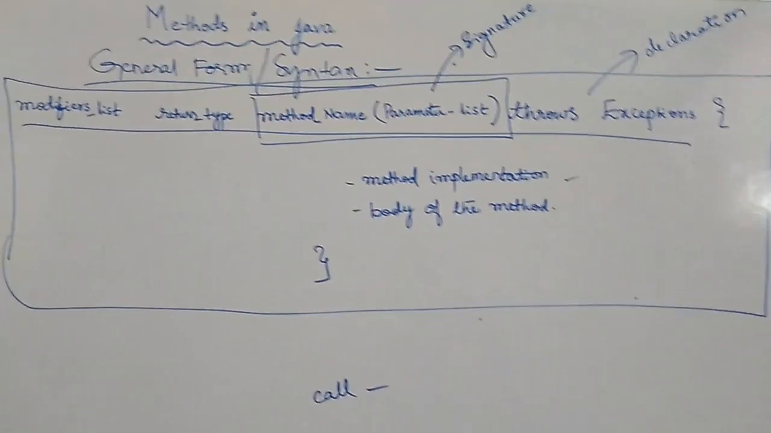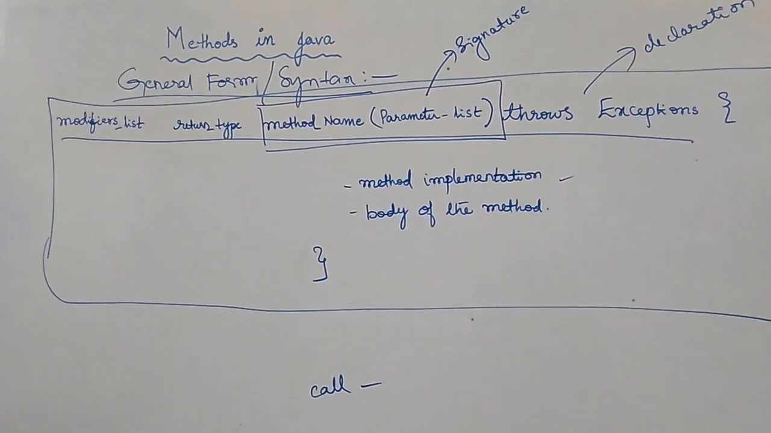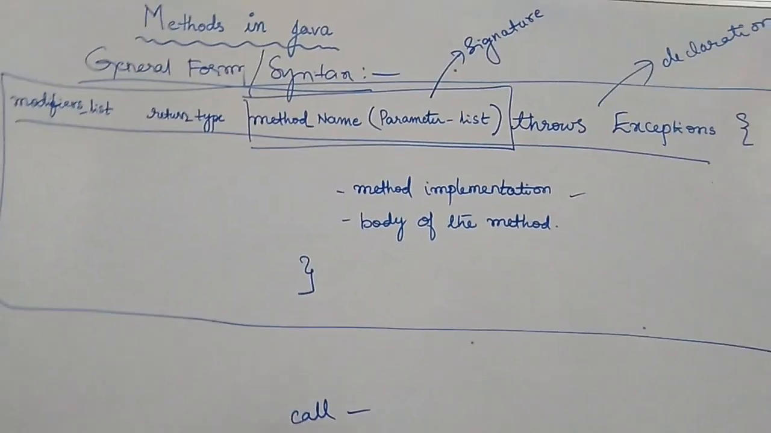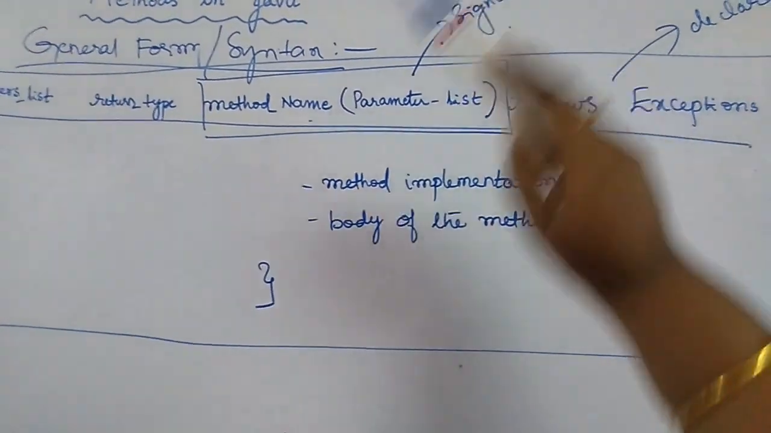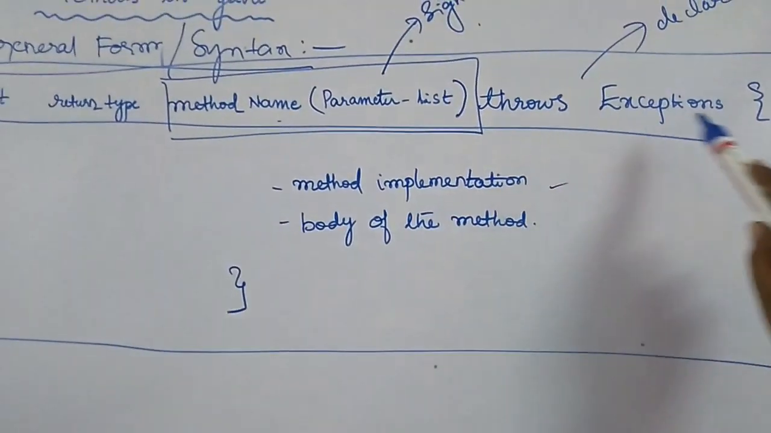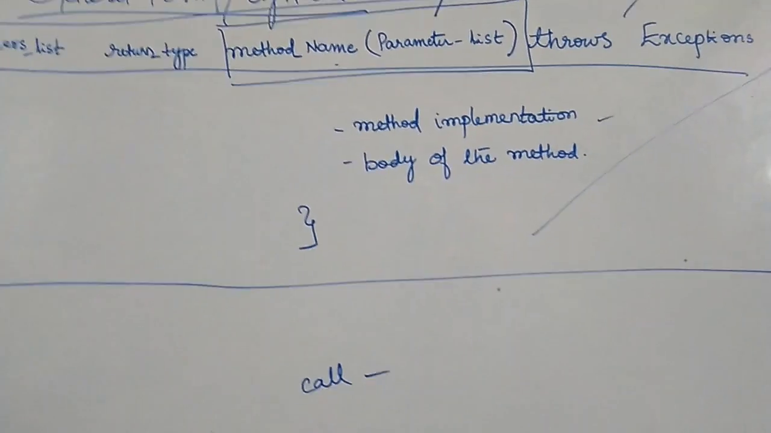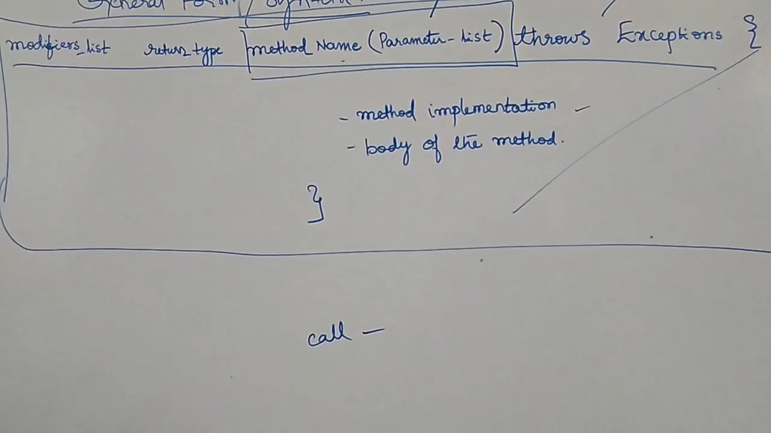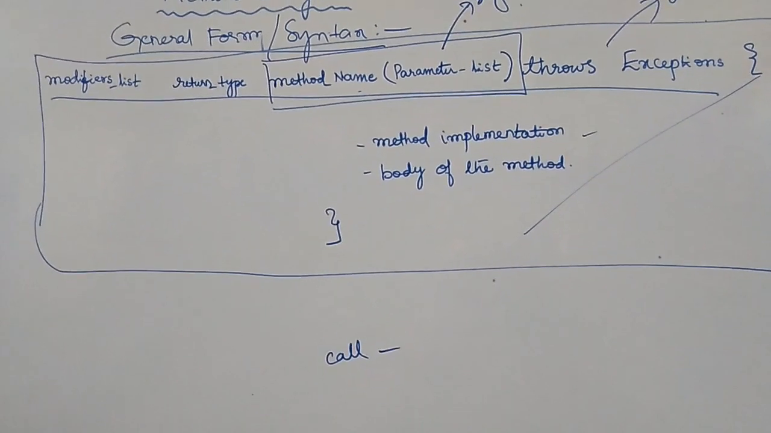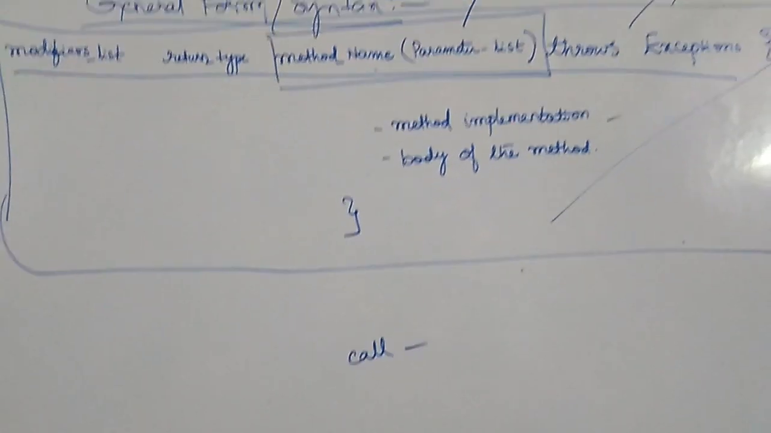We are just trying to bisect and see what the various parts inside the method are. This part is the method name, and the method name with the parameters list is called the signature. This entire line is called the declaration. This part is called the implementation, and you will be making a call to this method to execute it, which is called calling the method. Right, we'll see an example.